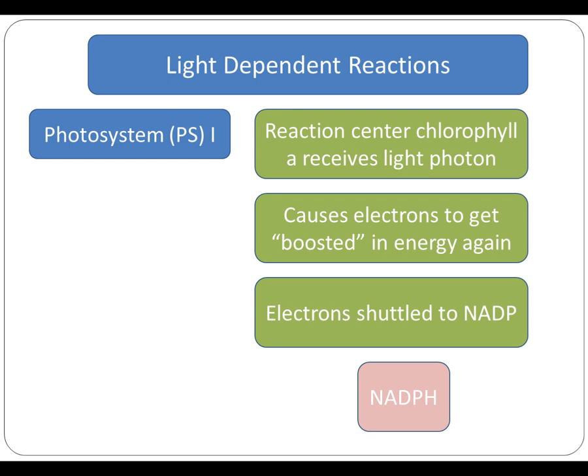So NADP is going to be reduced to form NADPH. Picking up the electrons that originated way back from water, but now it's got a whole bunch more potential energy thanks to the light photons that hit it in photosystem 2 and then in photosystem 1. Okay, so they're energized. And NADP is capable of accepting them at this higher energy level.